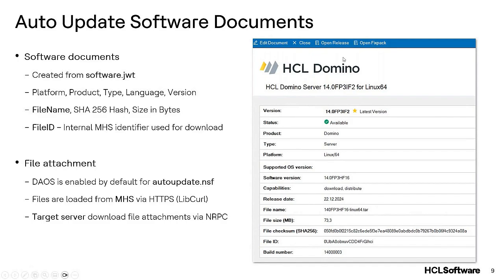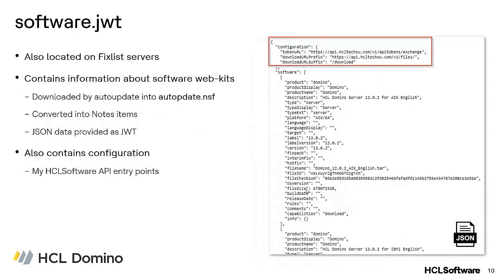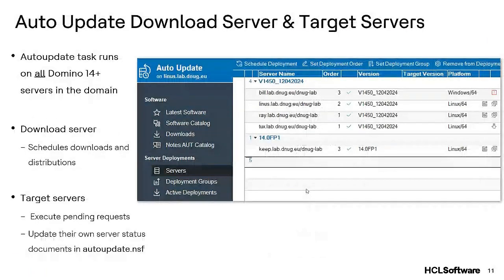So here you see a server document and a software document for a server download. And in my case here, you see it's the latest software, it is available, it has been downloaded, and this document has an attachment. All the information is in here. And this is implemented by another file, the software JWT, which works exactly the same way as the product info. It's just a separate file located on the same server. So that was about software documents.